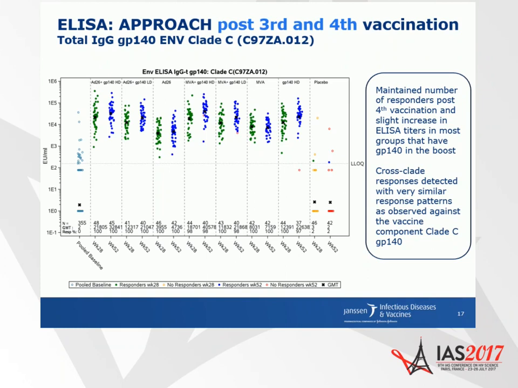Just so you understand, the orange circles are non-responders, so those were individuals that often already had a titer prior to vaccination, that's false positives, and the red dots are the non-responders post dose 4. On the right part, you can see the placebos that behaved very nicely. And this is the lead regimen.